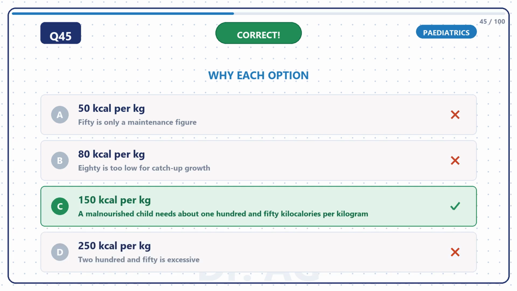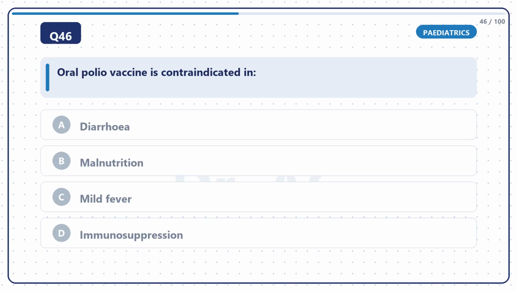A malnourished child needs about 150 kilocalories per kilogram. So, the right answer is option C, 150 kilocalories per kg. Question 46.